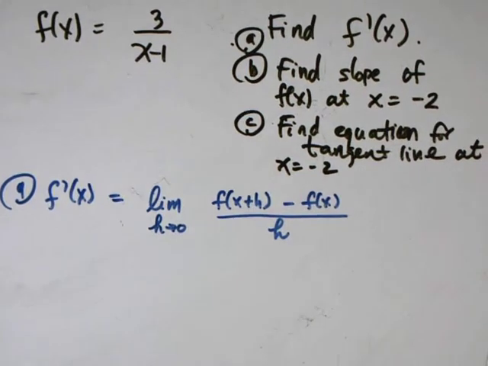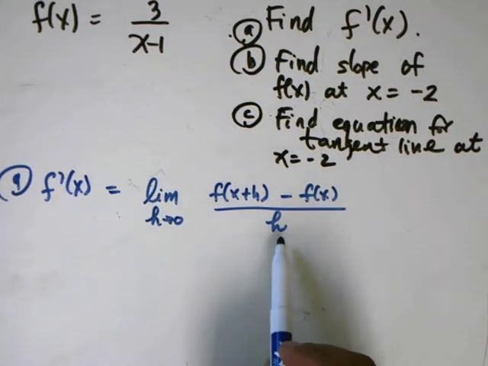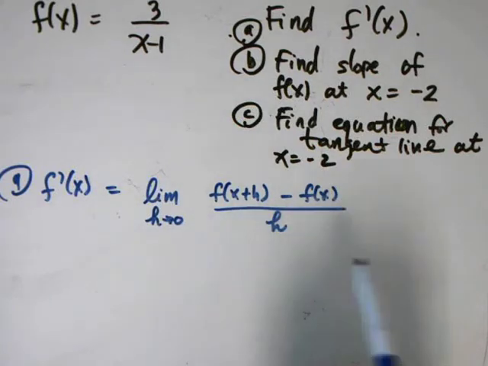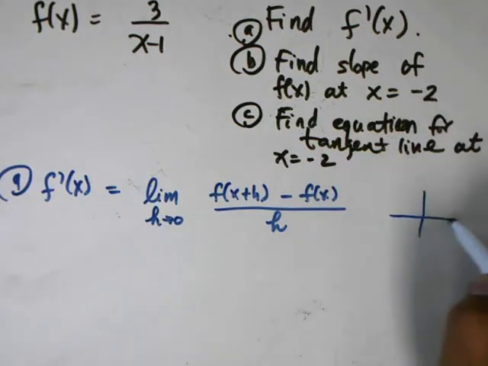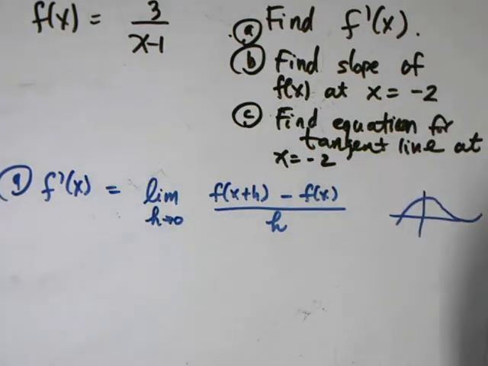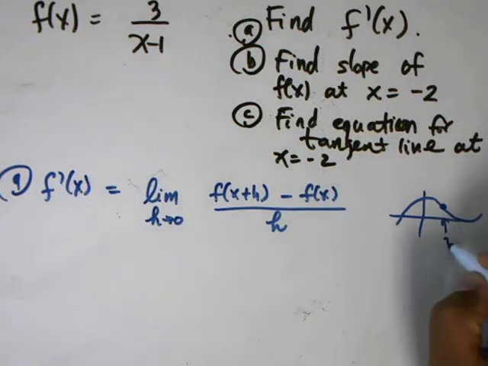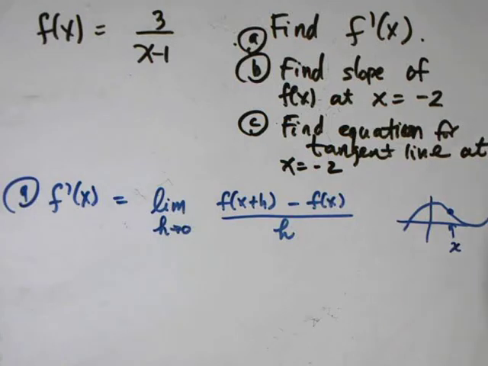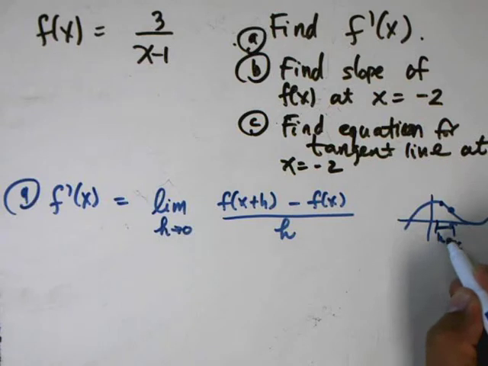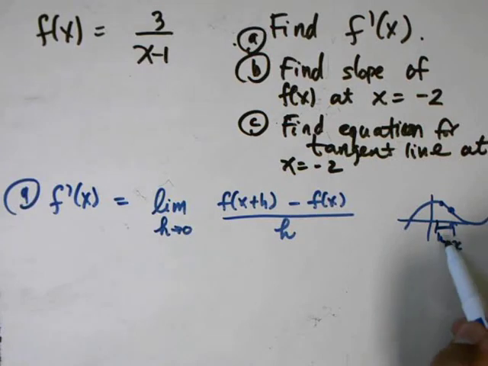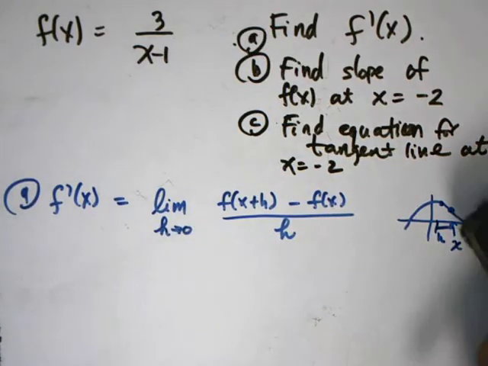Okay? And just to recap or review a little bit, this h here represents the distance between x plus h and x. In other words, if you have a curve like this, and we want to find the derivative at this point, we'll call this point x, and we pick some other point here, and the horizontal distance here is h. We basically want to find the slope as these 2 points get closer and closer together. In other words, as h gets closer and closer to 0. Okay, so that's what this h really means.